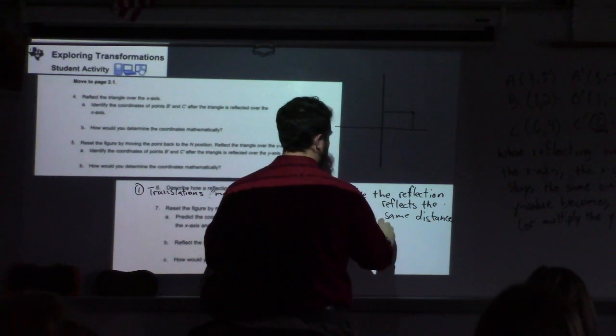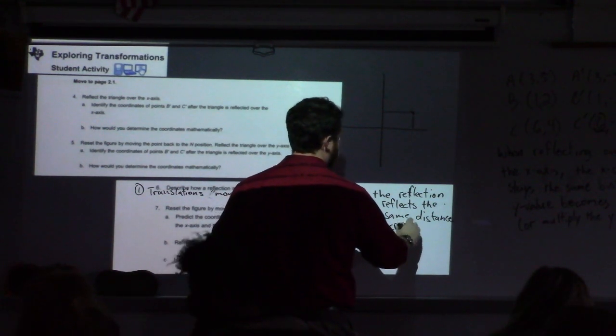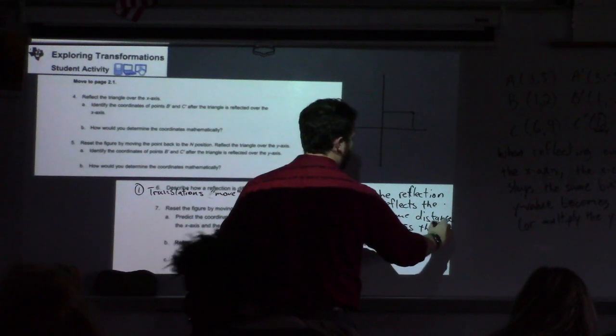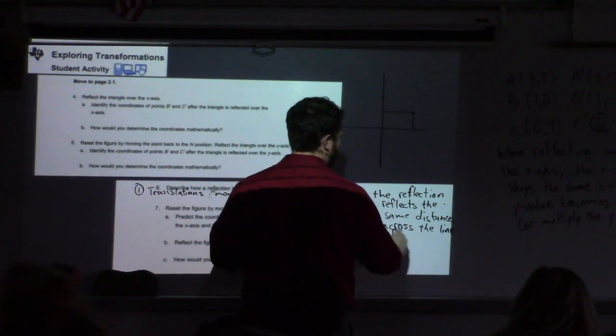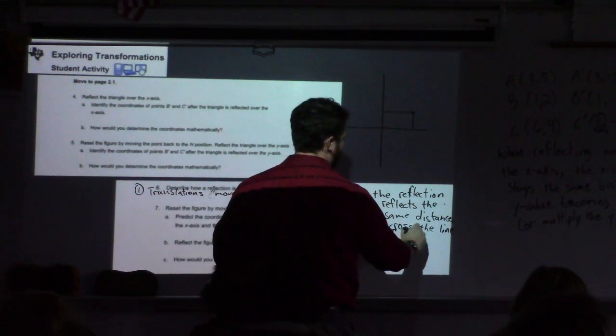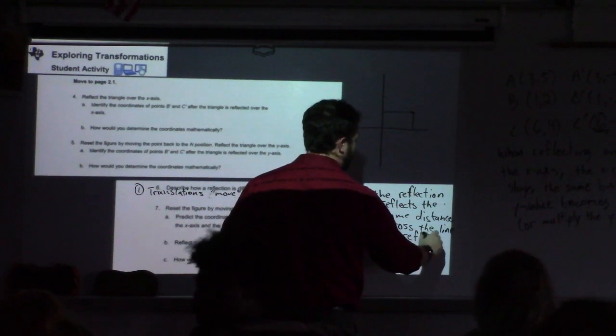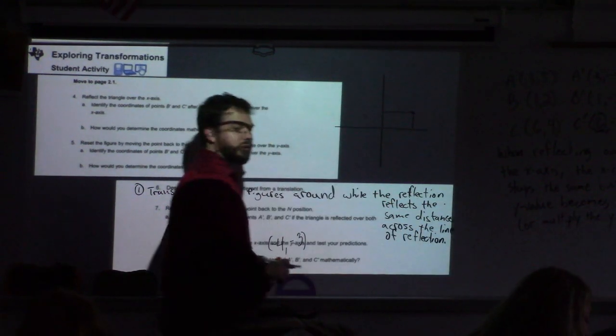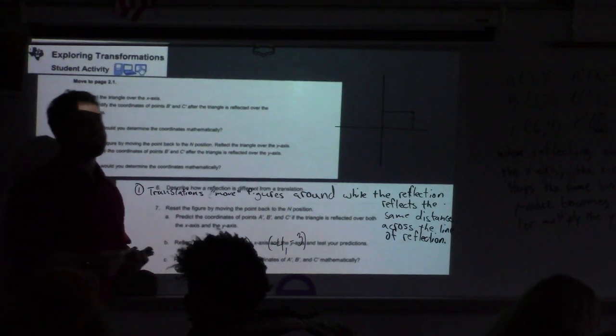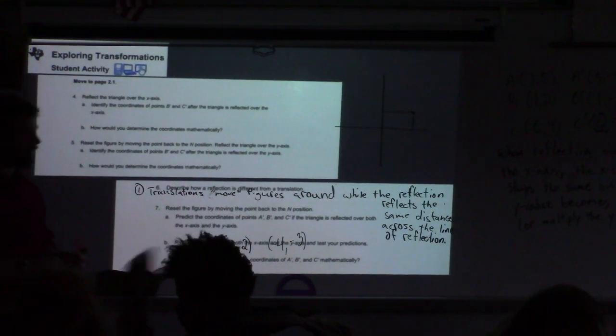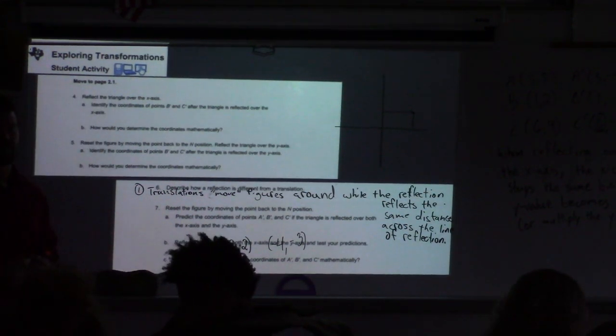Axis. Across the line of reflection. Now, let me clarify, because I think I understand why some of us are hesitant to use that word line of reflection and only want to use the word axis. We have only reflected across an axis so far.